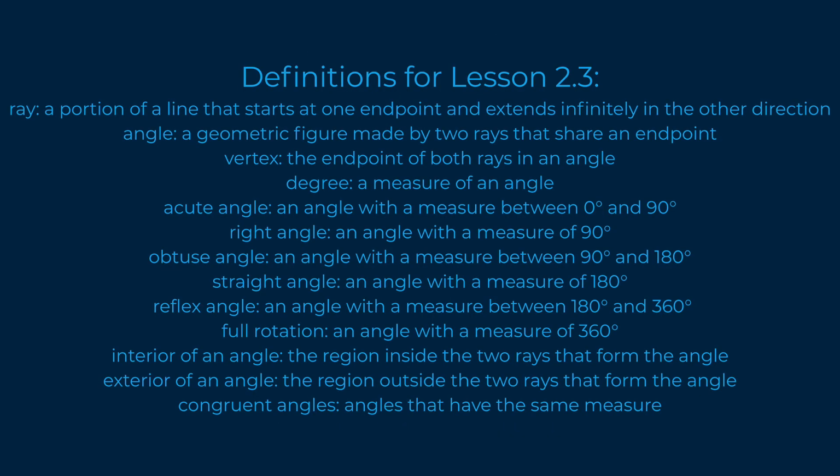So that's a lot of definitions for lesson 2.4. Feel free to just scan through it because it's a lot. You have a ray, an angle, a vertex, a degree. All of these types of angles, the interior and exterior of an angle, and congruent angles. This is a lot, but there's even more because we also have a postulate.